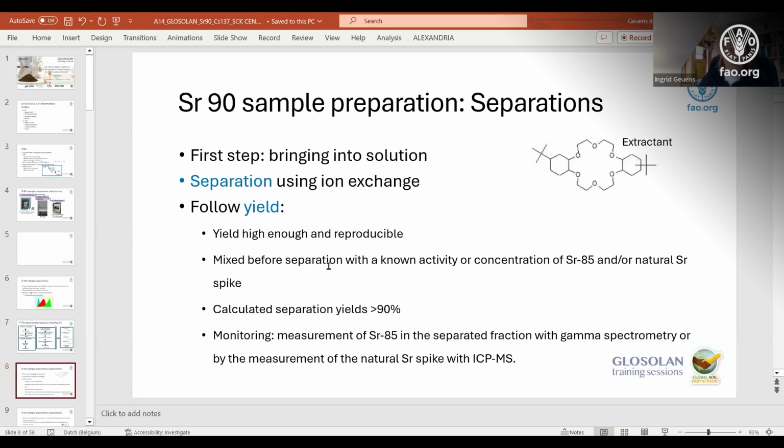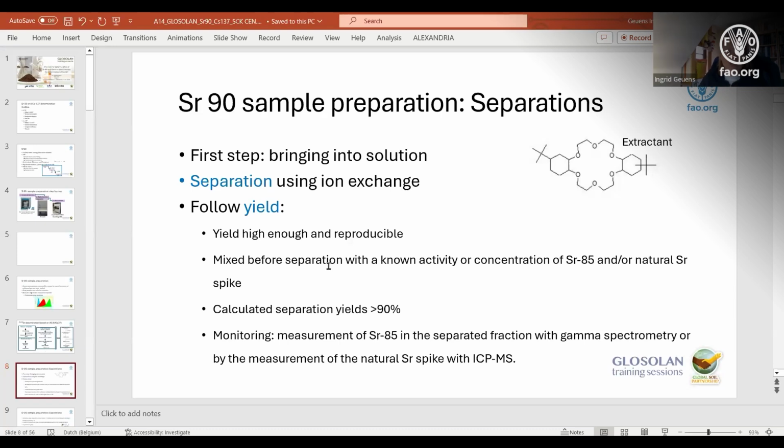Most of the separation yields that we calculate are above 90%. So within all errors that come together with your analysis, this is seen as very good. But when you start for the first time in your lab, it would be good to always spike before you do the separation. And we still do it, although we always have above 90%. But you never know if something goes wrong in your separation step, and it's of course a very crucial step.